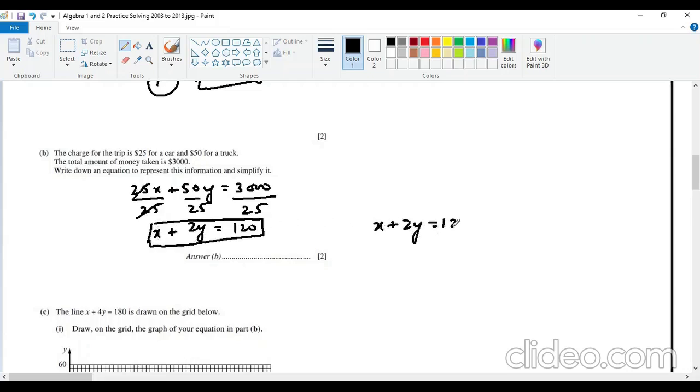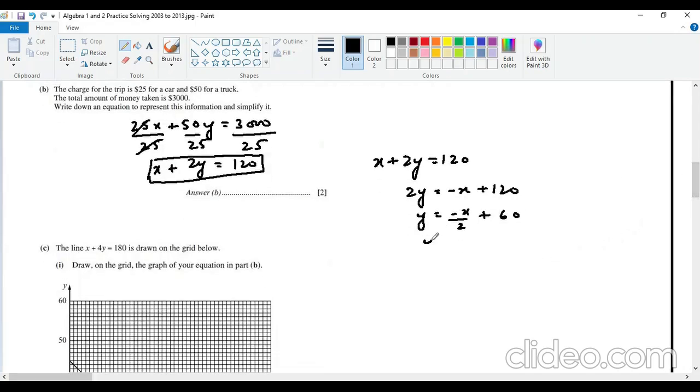Now I'm making y the subject. Why am I doing this? You will understand in the later part. I'm saying 2y equals negative x plus 120. That means y equals negative x over 2 plus 60. And I can write this as y equals negative 1 over 2 x plus 60. So why am I doing this? It is part of the second question.